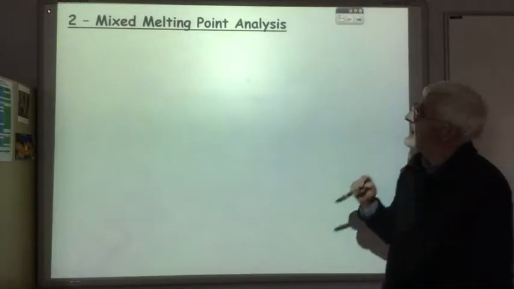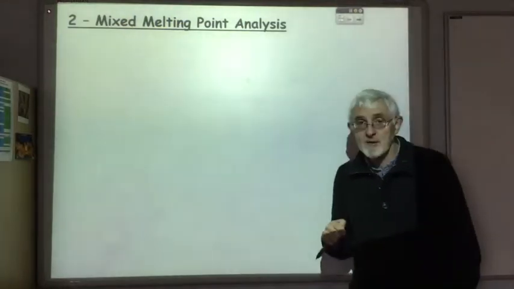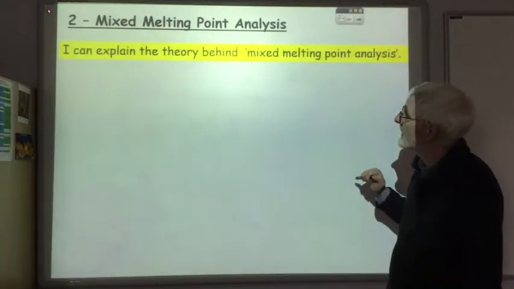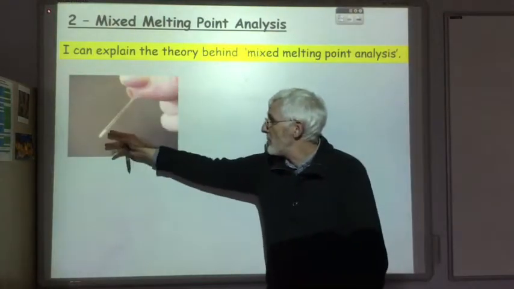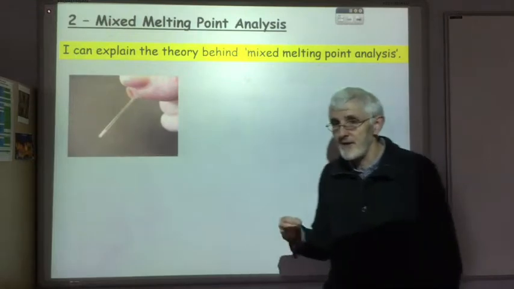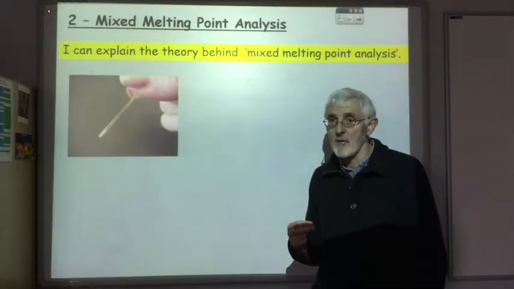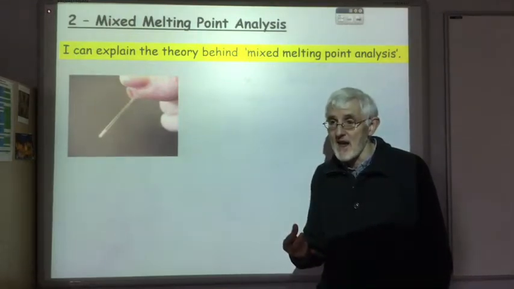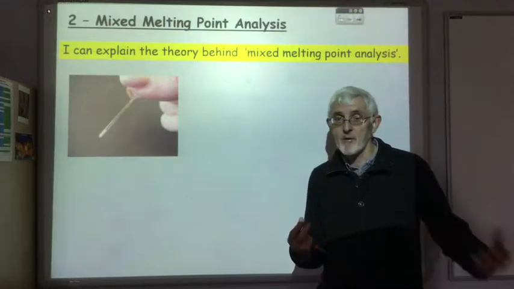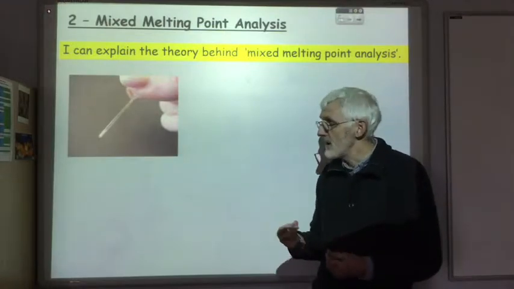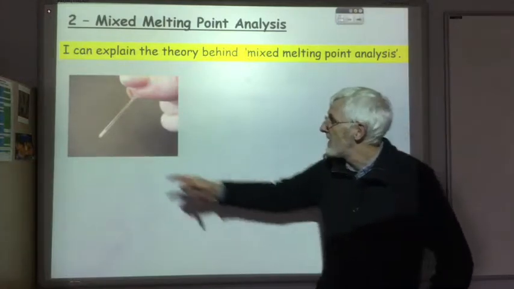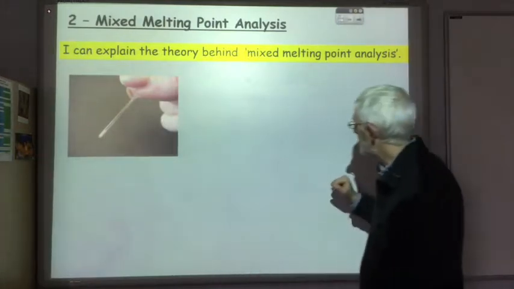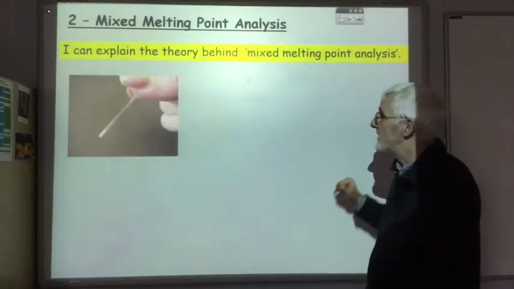Right, a second quite clever thing to do is a mixed melting point analysis. So we use a similar setup, only in the sample we have a 50-50 mixture of the product that we've made and a pure sample of the product we've bought in. So we get a 50-50 mixture of them, grind them up and put it into the melting point tube and carry out a melting point analysis as before.